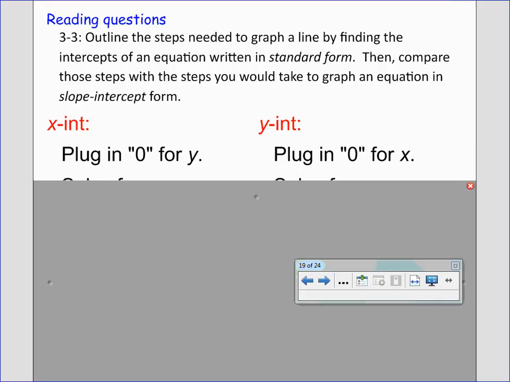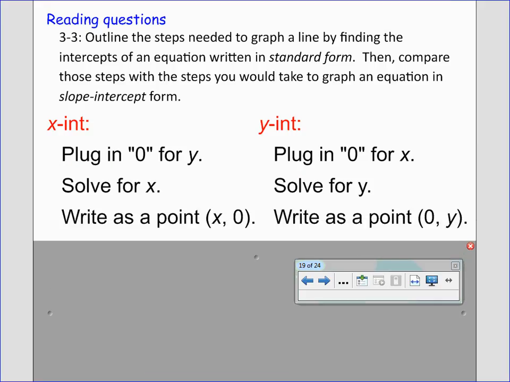So how do we find the x-intercept? Simple. We plug in 0 for y and solve for x. Then we write our x-intercept as a point, x value comma 0. It's easy to find the y-intercept. We just perform the same process in reverse. We plug in 0 for x now, solve for y, and write that as a point 0 comma y.